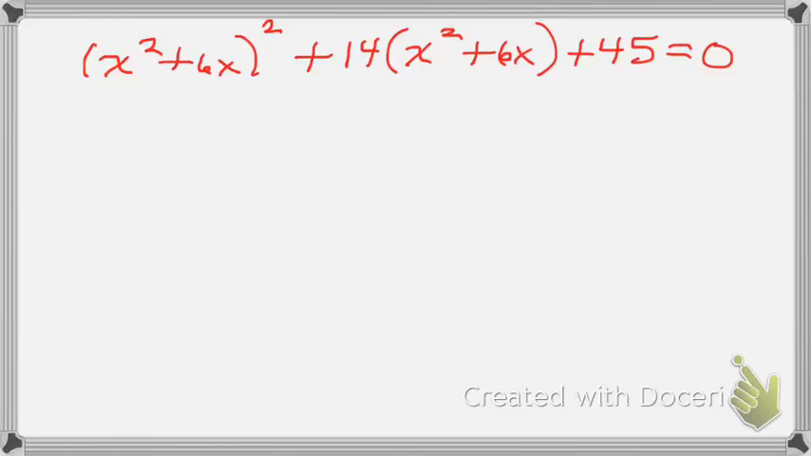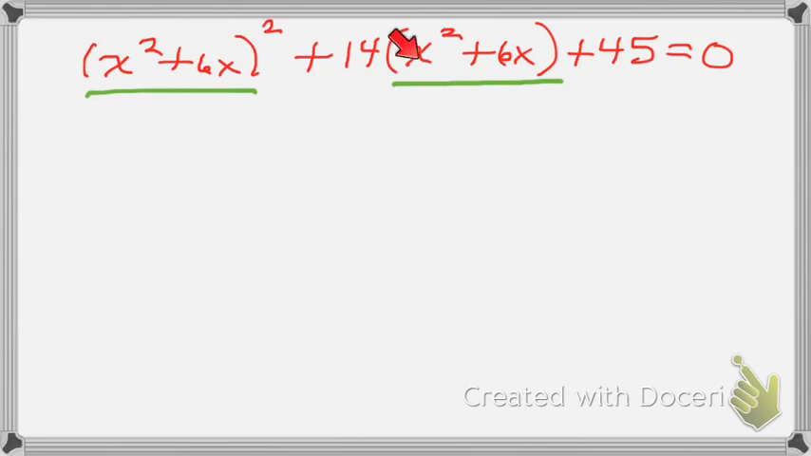Do you think my u should be? Okay, well, anytime you're trying to make something look like a trinomial, you want a single variable in this spot right here. If that was a 14u, and if this was a u squared, then that would look like a trinomial, right? So what does my u need to be? Oh, your u needs to be x squared plus 6.